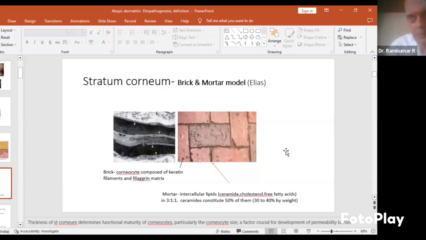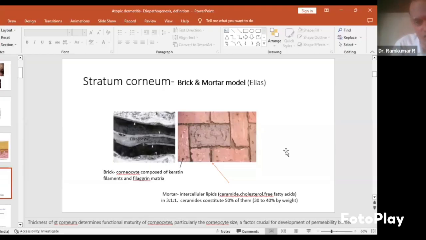In the rest of the body, ceramides will be less than 10%, if at all they are present, and most of them will be phospholipids. But in the skin, ceramide is 30 to 40% on a weight-for-weight basis, and that is the commonest lipid, not phospholipid and cholesterol, which is seen in the rest of the plasma membranes in the rest of the body. In skin, ceramide is the major component, along with fatty acids and cholesterol. That is the intercellular membrane, and the cell is full of natural moisturizing factor.